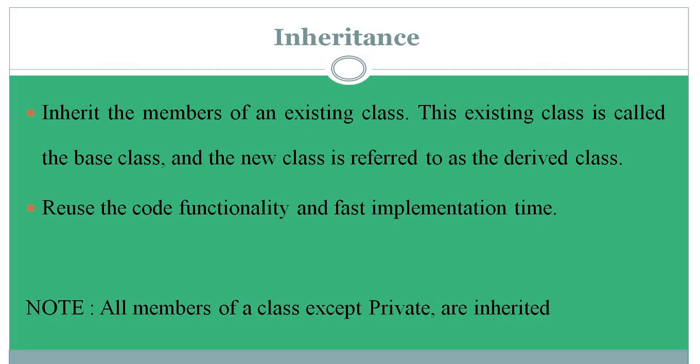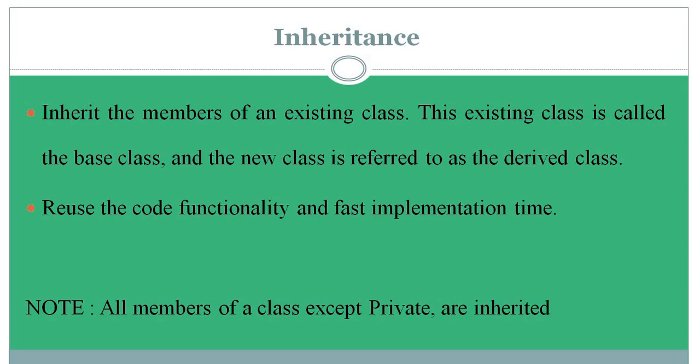Inheritance inherits the members of existing classes. The existing class is called the base class and the new class is referred to as a derived class, reusing the code functionality and giving fast implementation time. Note: all the members of a class except private ones are inherited. Inheritance creates new classes from existing classes.